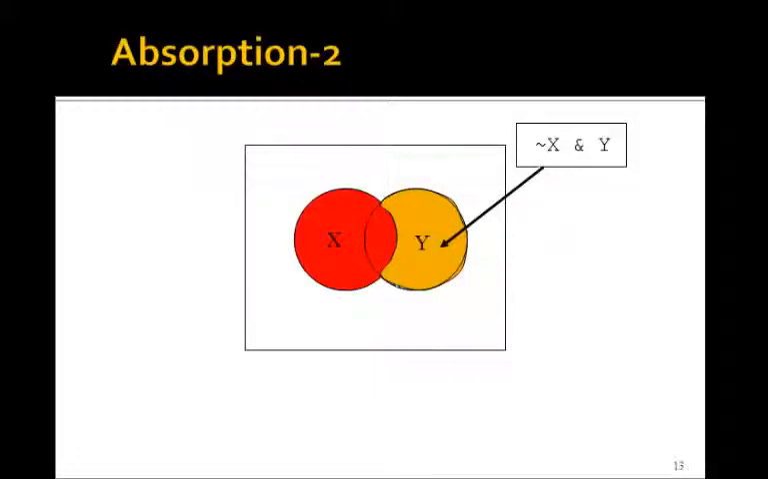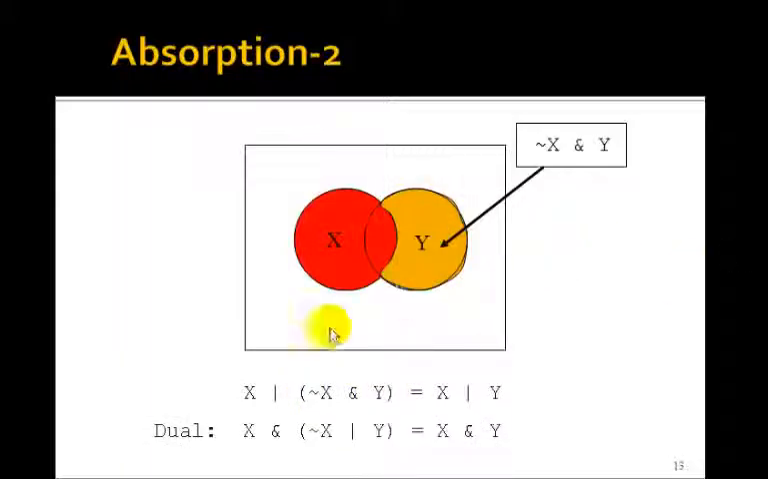Here's another absorption. Let's look at not x and y. Not x and y is this gold color here. What happens if we OR x, that is this, with the gold? So if you add the red to the gold, what do you get? Well, you just get x or y. So x or not x and y, x plus not x and y, that is the gold, is just x or y. What gets absorbed here? Well, the not x gets absorbed.